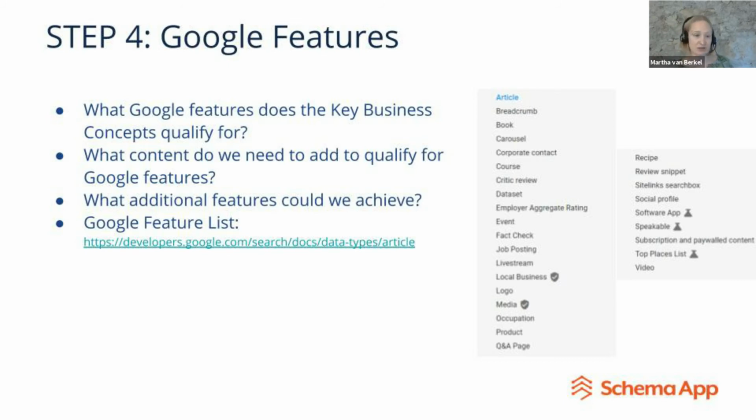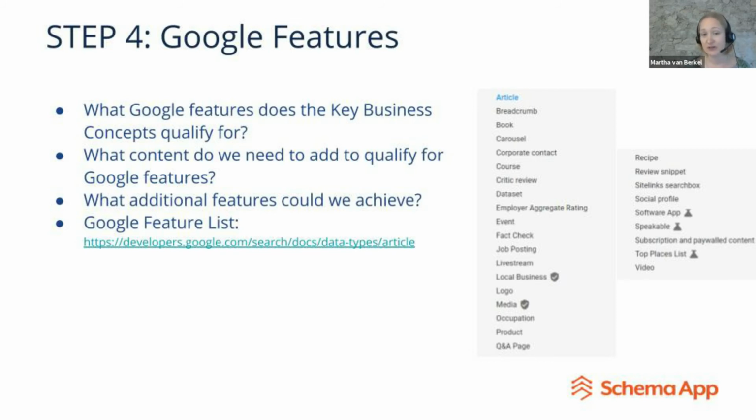So what we like to do in this step is first ask the question of what Google features do the key business concepts qualify for. So the content that you've already identified, do any of those qualify for any of these features? And if they do, what content do you need to either add or change in order to make sure that you're getting the most out of it?